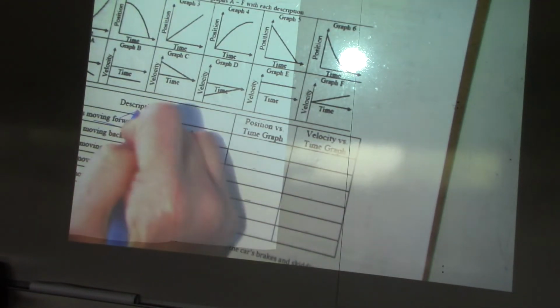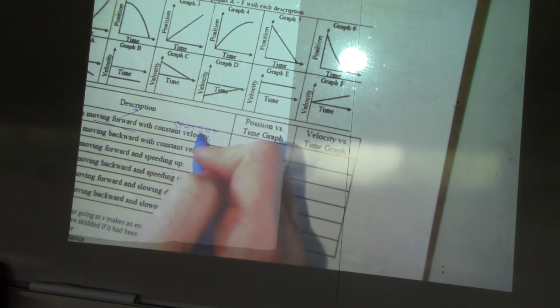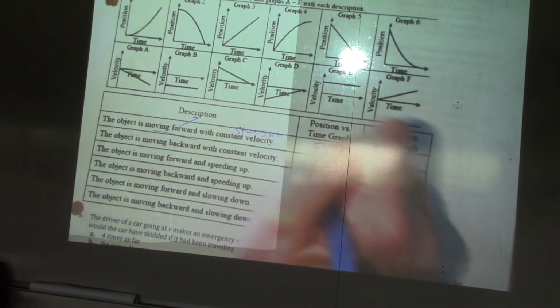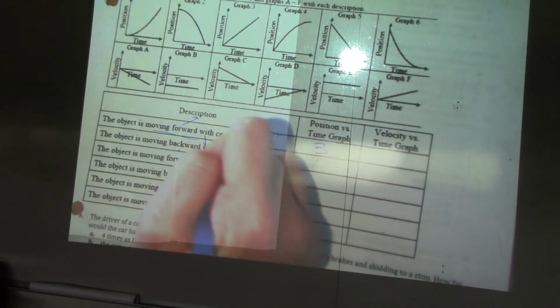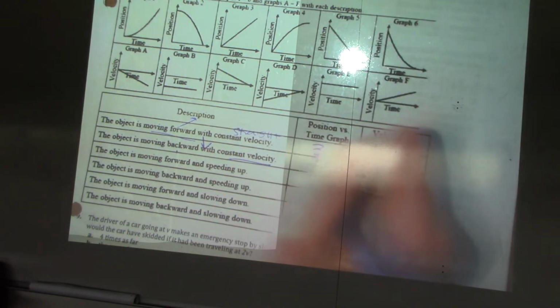Right, our position versus time graph. So moving forward means it's going up. Constant velocity means it's going to be a straight line, or a constant slope. So when it's going up straight, that's graph 3. Backwards means it's going down. Again, constant velocity is a straight line, or a constant slope, so that would be graph 5.